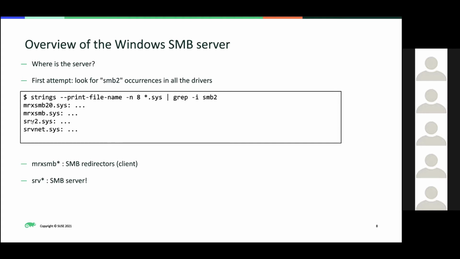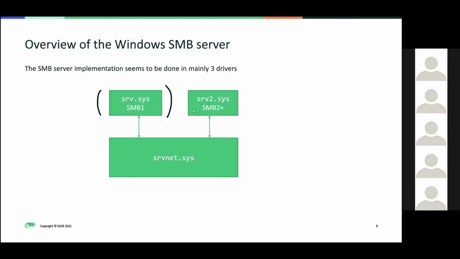The MRX files are SMB redirectors, which is basically the client part, the SMB client, the SMB file system. And the SRV modules are the server parts. So there are 3 modules for the server. In this listing, you only see 2, because one of the modules is for SMB1, which is slowly being deprecated by Windows and doesn't actually appear on the system I ran this command on.